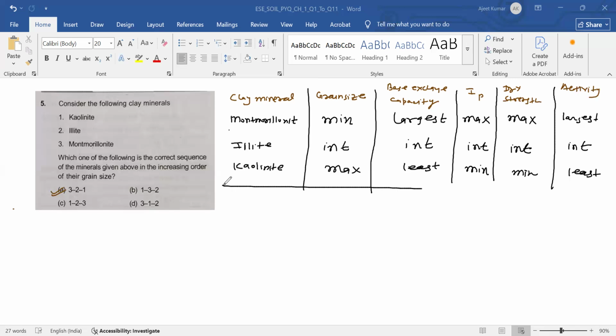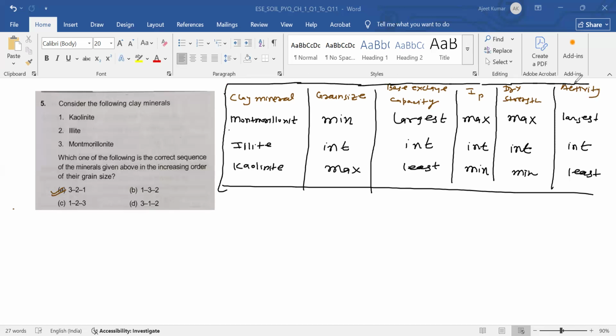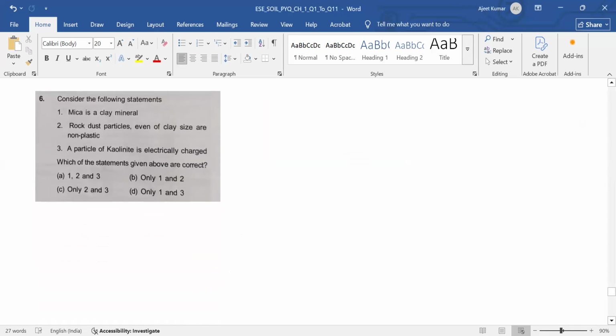Okay, so according to this table, column 2, the size of montmorillonite is least, then illite, and the largest size of mineral is kaolinite. So A will be the answer. Question number 5 done. Now question number 6.